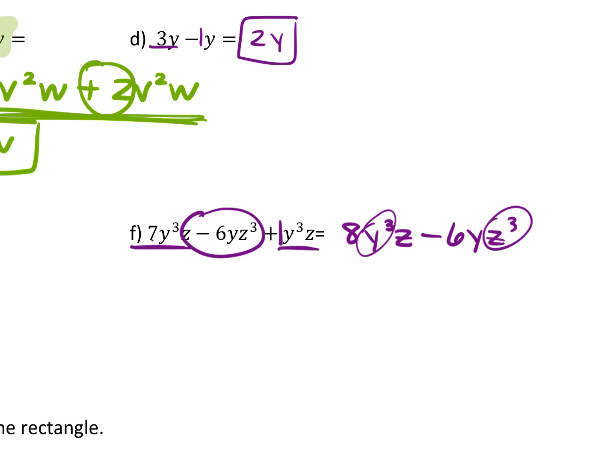So basically with all these problems, we're not doing anything with that. You won't add them. You won't multiply them. If they're the same, your coefficients become the sum or difference of what they would be. But the variables and the exponents stay put.